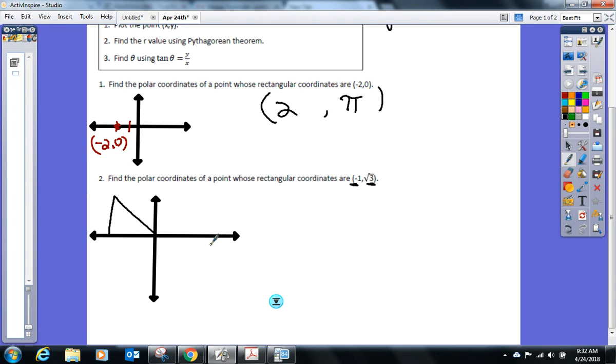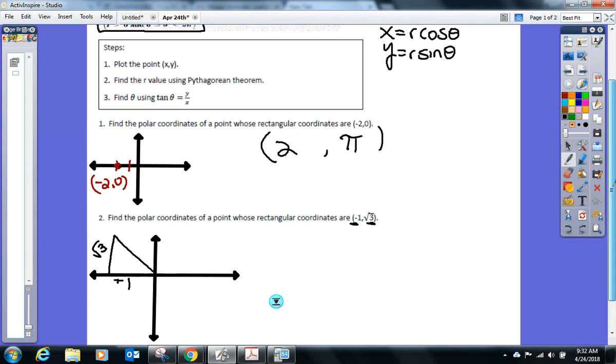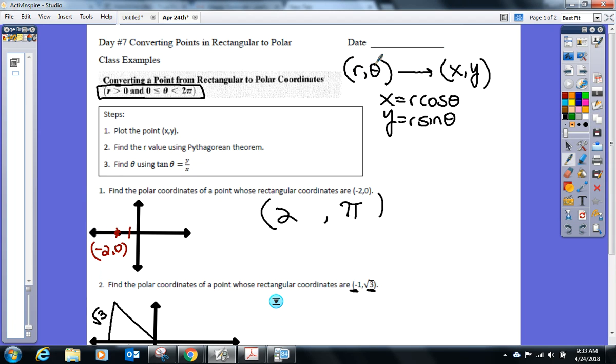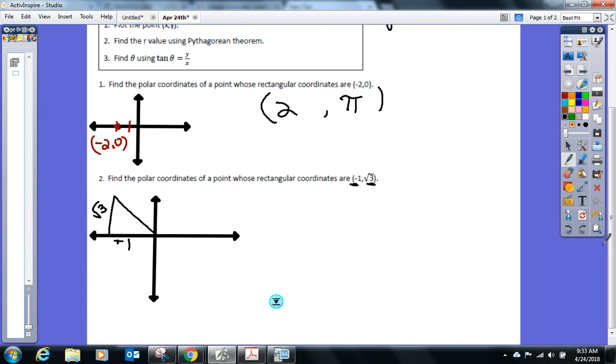But this is a side length. I'm not going to put -1. 1. I know I went in the negative direction. That just told me to go to the second quadrant, but a side length can't be negative. And what do you think I'm going to do with the radical 3? Put that on the other leg, radical 3. Everyone with me so far? Okay, define the r value in your polar coordinate. Here's your r value right here. That's your r value, the hypotenuse.